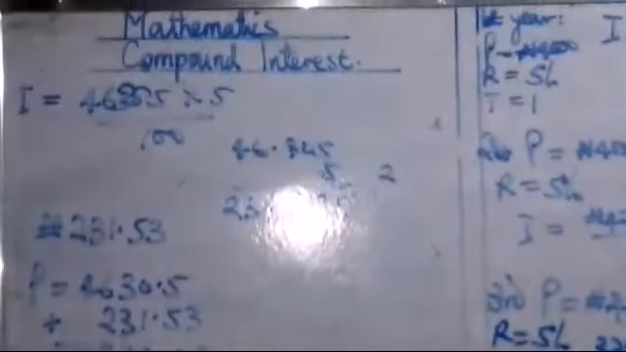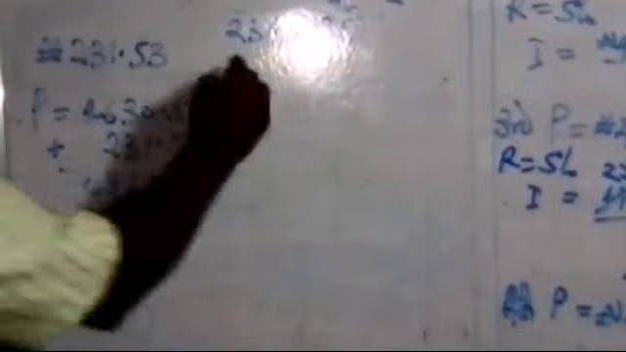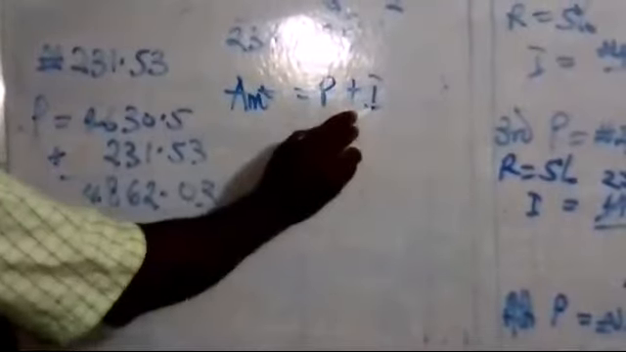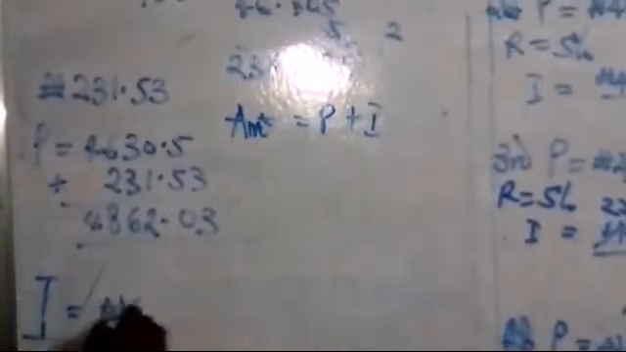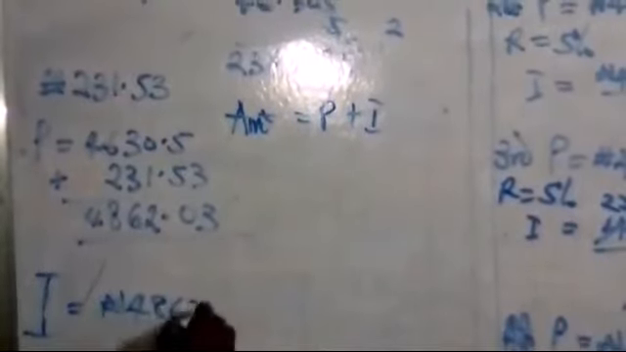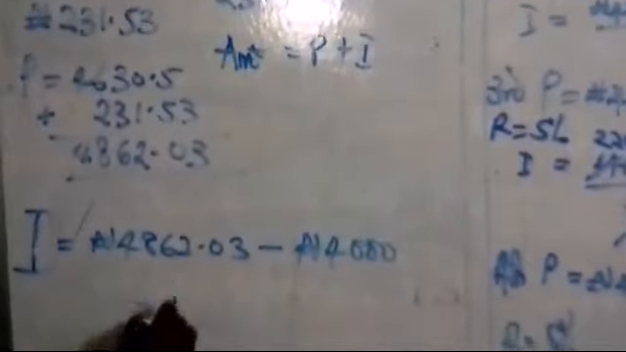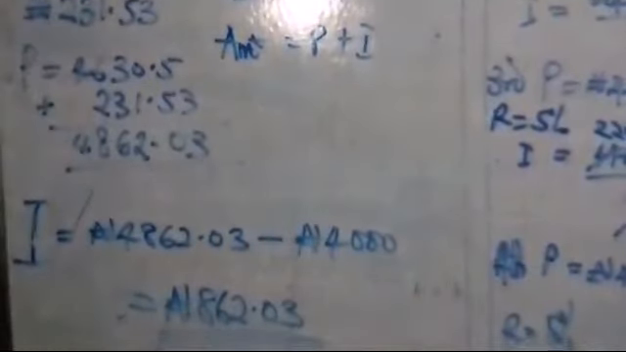So how much interest is he going to pay me outside the principal money he borrowed? The interest he's going to pay will be what? We know that amount is equal to principal plus interest. So if he's going to pay me any interest, it's going to be amount minus principal. So my amount will be 4862.03 minus the 4,000 naira he borrowed. So that will leave us with what? 862 naira 3 kobo. That's the amount he pays me.